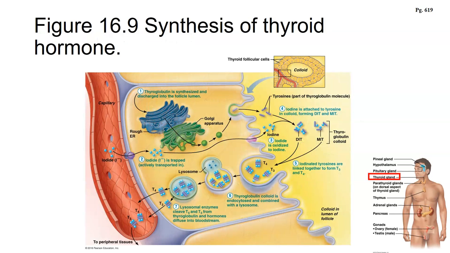Transport and regulation. T4 and T3 are transported by thyroxine-binding globulins, or TBGs. Both bind to the target receptors, but T3 is 10 times more active than T4, and peripheral tissues have the enzyme needed to convert T4 to T3.